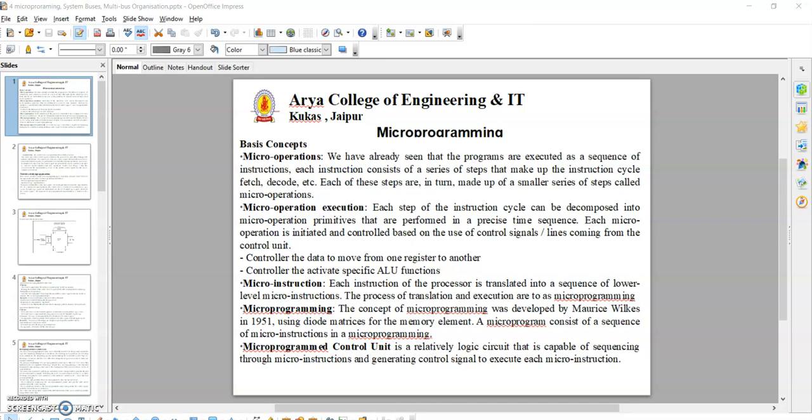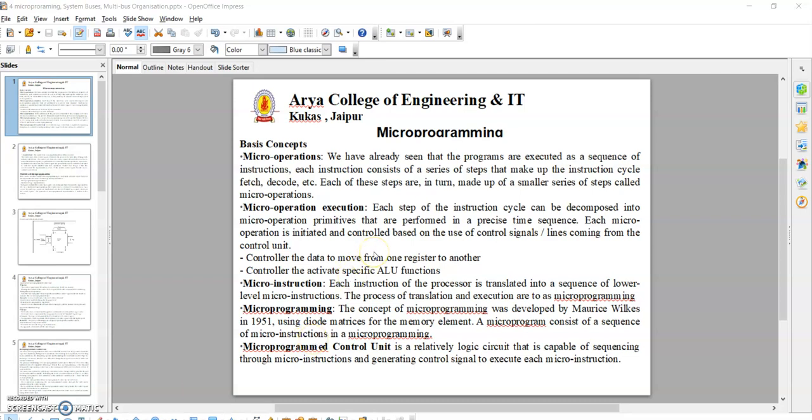We are going to continue the chapter, and we are starting with microprogramming. As we can see, the basic concepts are there. We talk about micro operations.